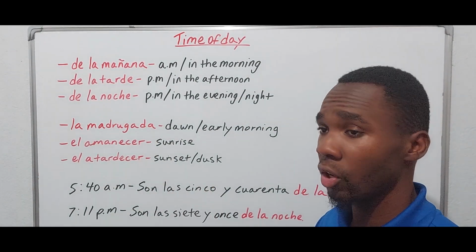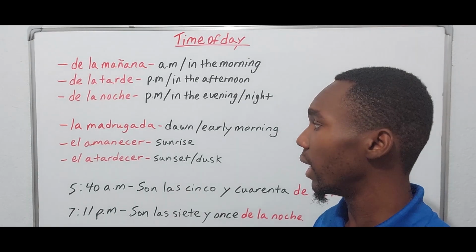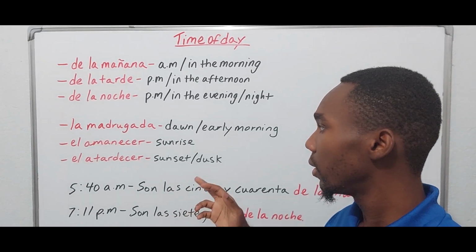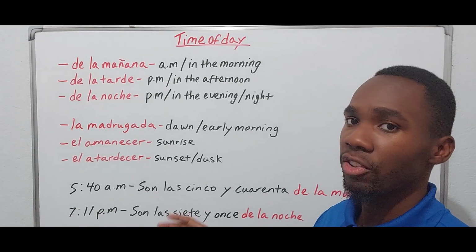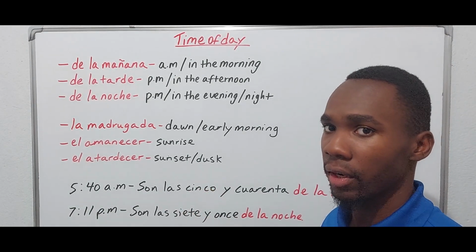You could also use that as a verb. El atardecer, that's sunset or dusk. So now let's actually see some examples, right?